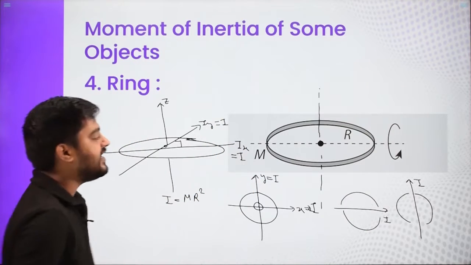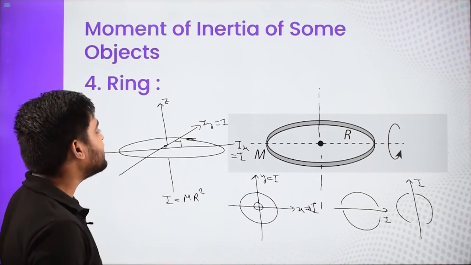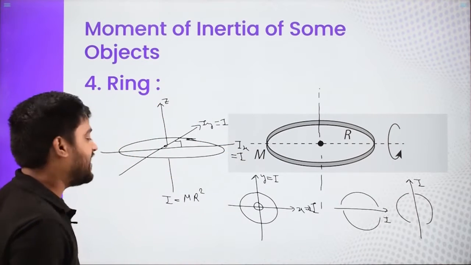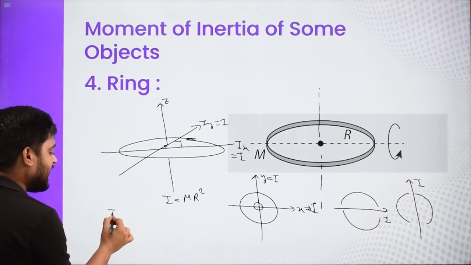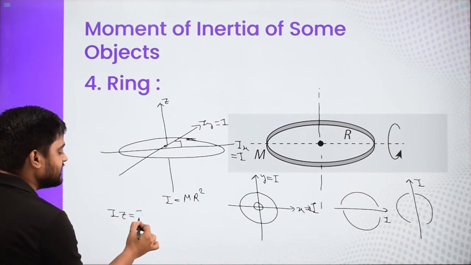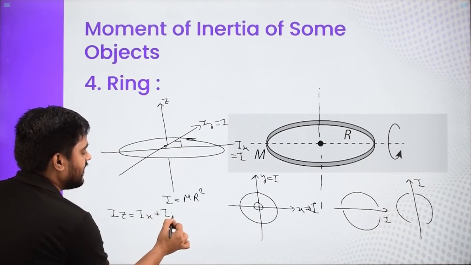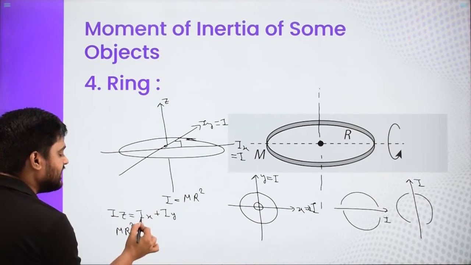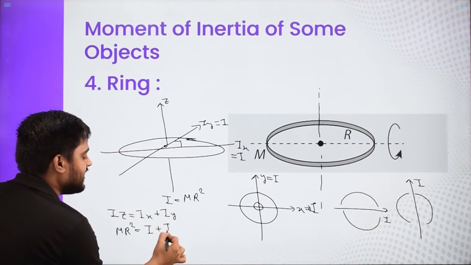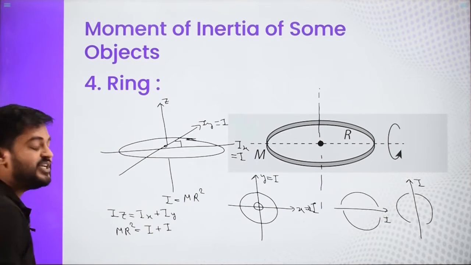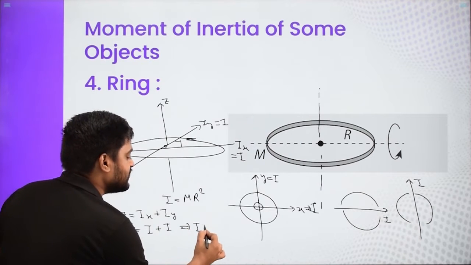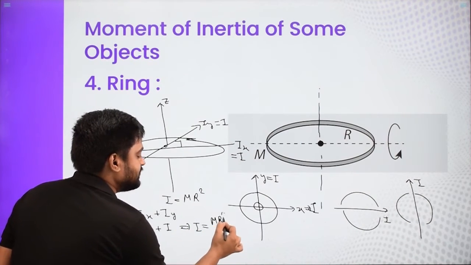And now I am applying perpendicular axis theorem. So what does perpendicular axis theorem say? Iz is equal to Ix plus Iy. So I already know Iz. And what is Iz? This is mr square. This is I and this is also I due to symmetry. And that gives me 2I is equal to mr square. And that is going to give me I equals mr square by 2.